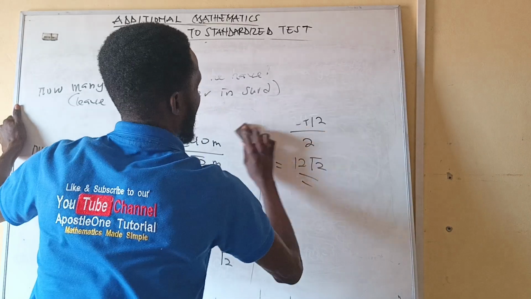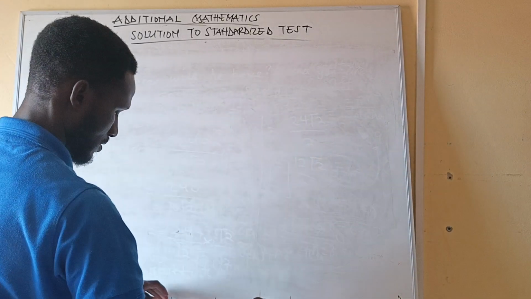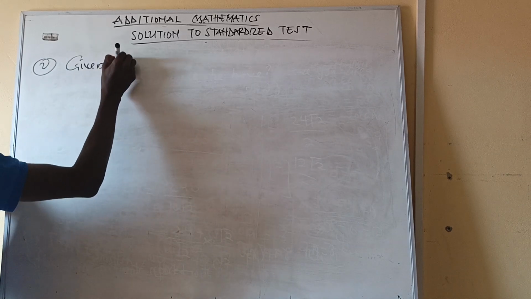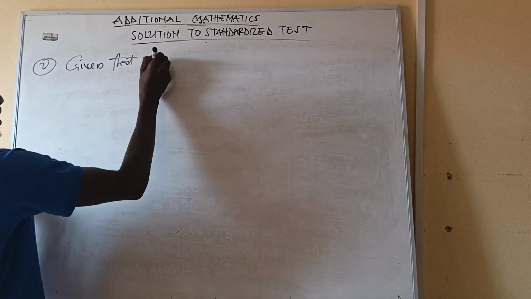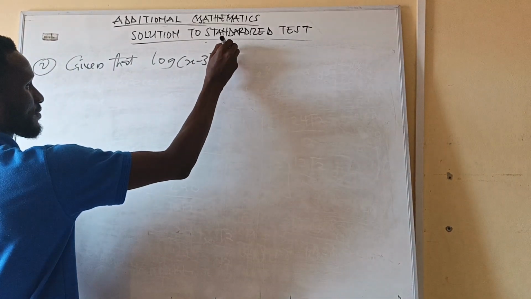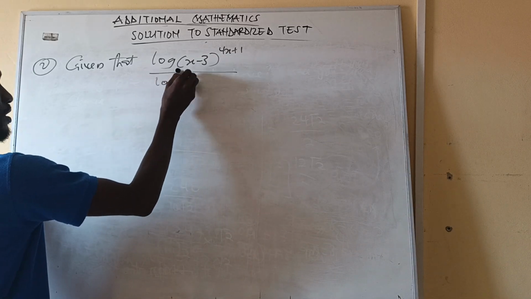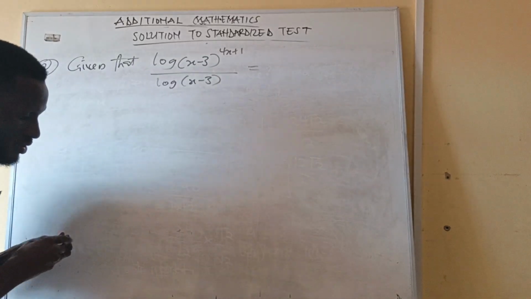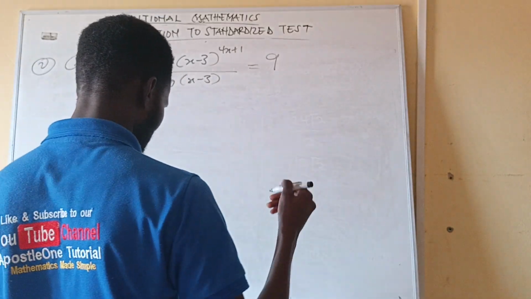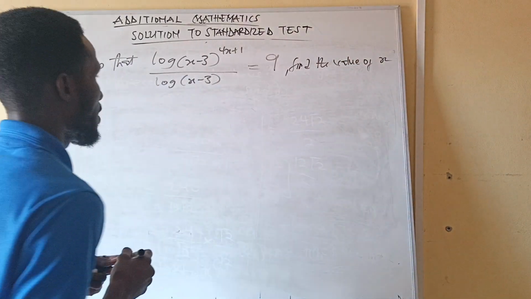Now, question number 2. Given that log (x minus 3) exponent 4x plus 1, divided by log (x minus 3), the whole of this is equal to 9. We are to find the value of x.